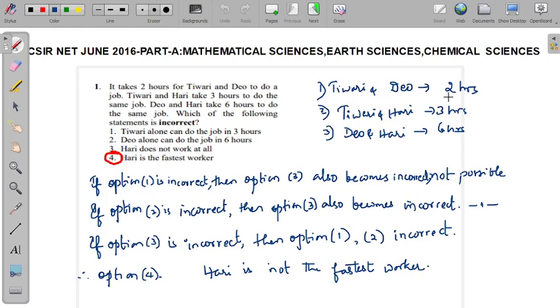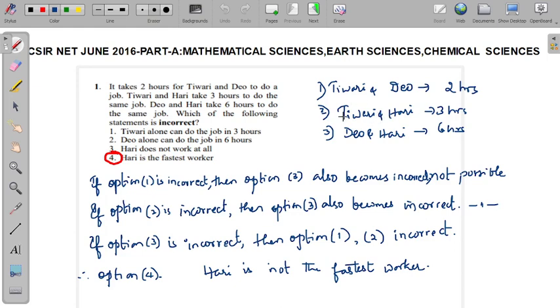Tiwari and Dio taking 2 hours. Tiwari and Hari taking 3 hours. Dio and Hari combination taking 6 hours. So now take up the first option. Tiwari alone can do the job in 3 hours. If the first option is incorrect, it means Tiwari alone cannot do the job in 3 hours. So here take the Tiwari and Hari combination.